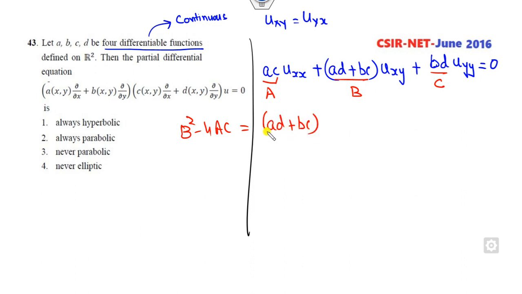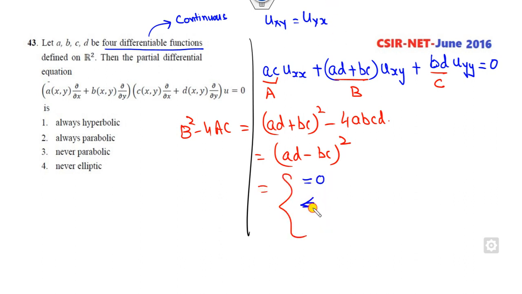ED plus BC minus 4ABCD. So what is that? If you open this bracket, this is nothing but (AD minus BC) whole square. So now you can check the cases. Is it equal to 0, less than 0, or greater than 0? Since it's greater than or equal to 0, it can never be less than 0. It means it can never be elliptic.